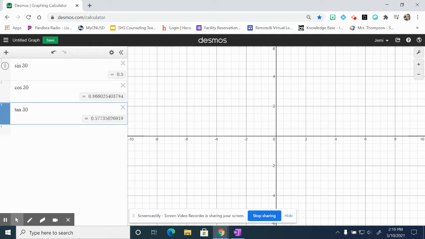So the tangent of 30 here, I'm going to copy down 0.57735.